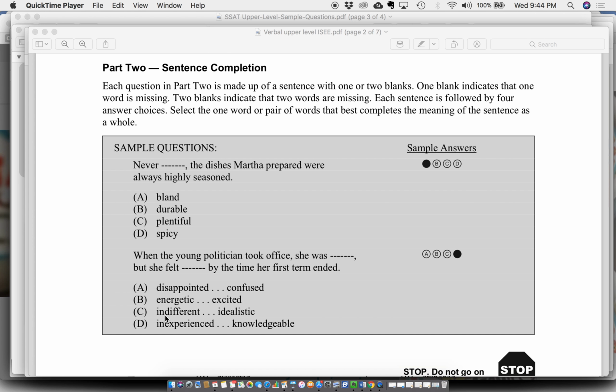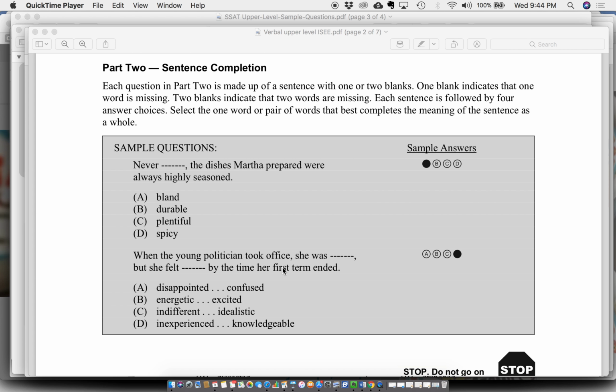And we'll see that disappointed and confused are not really contrasts. Energetic and excited are not contrasts. Indifferent and idealistic are not contrasts, at least not to fit in this sentence here. They are, but not for this particular sentence, rather. And of course, D, inexperienced and knowledgeable, that's a major contrast. So you fill in the blanks. When the young politician took office, she was inexperienced, but she felt knowledgeable by the time her first term ended.